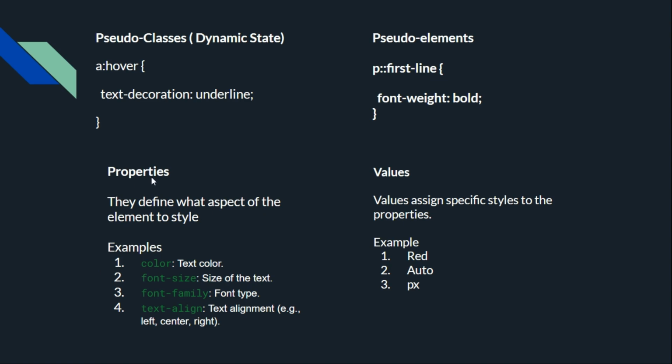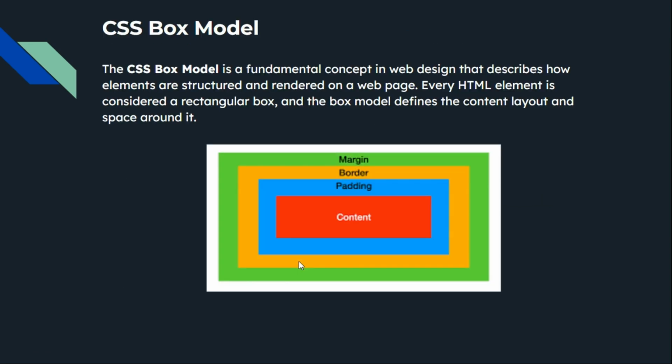All right, so we have looked at this before, your properties, different kinds of properties: color, or your text color, your font size to select the size of your text, font family. One thing we didn't look at, but I think Visual Studio Code has a lot of font families installed, so you can try that. Your text align, we did look at that, to align your text to center, left, or right of your code. And then we have our values, red, auto, pixel, just like we have seen.